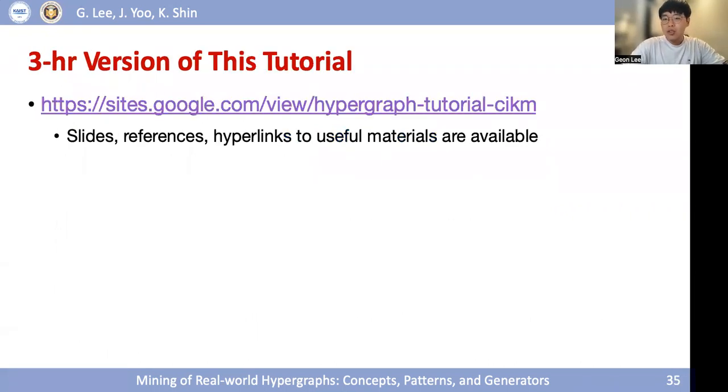This short talk was a summarized version of the 3-hour tutorial, and more patterns and models with details will be covered in our tutorial, and the slides or other information can be found on our webpage.